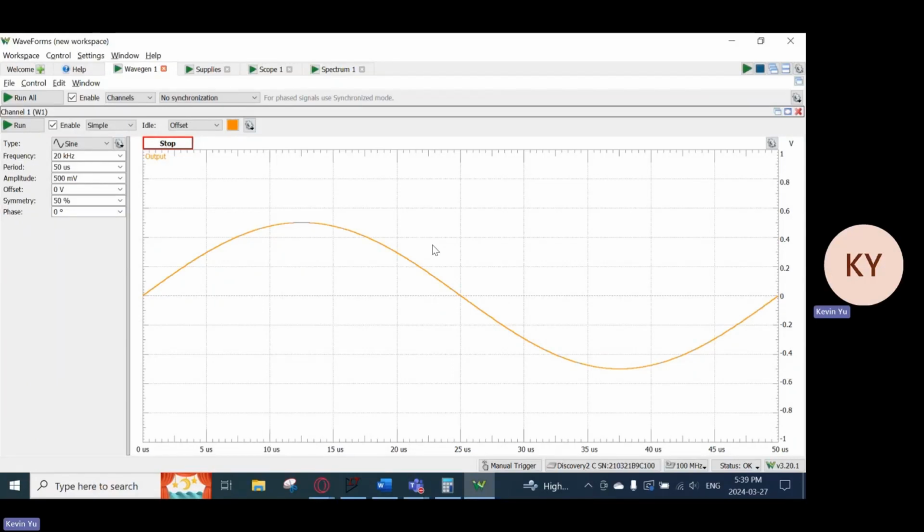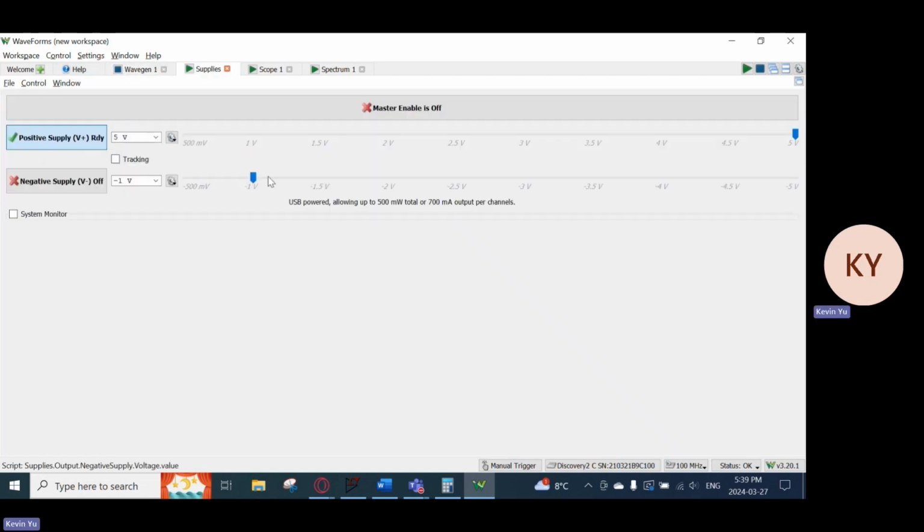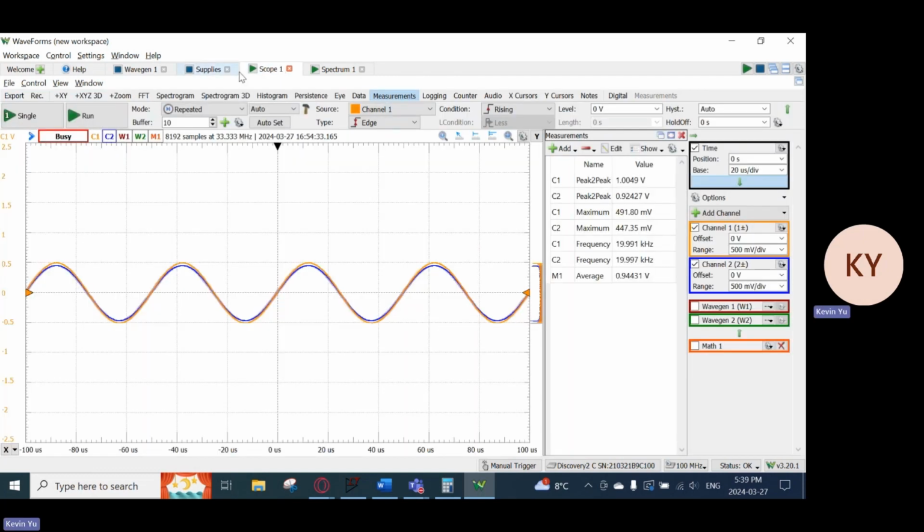Okay, now I'm going to test my physical circuit. To start off, I have my wave gen set at a 500 millivolt sine wave with a frequency of 20 kilohertz. I also have the 5-volt DC supply, and this is my scope. So I'm going to run this. And as you can see here, I have channel 1, which is the input voltage, and then I have channel 2, which is the out.